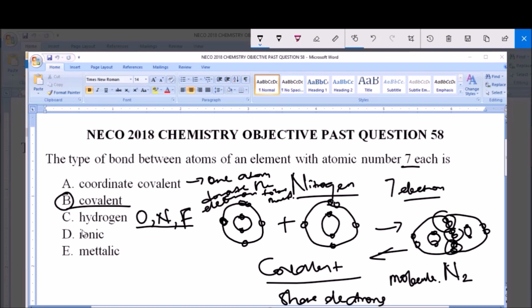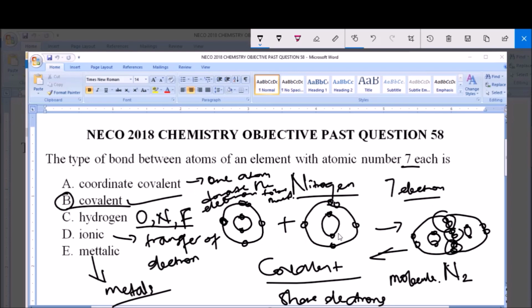Now this here says ionic bond. Ionic bond simply involves the transfer of electrons, usually from a metallic atom to a non-metallic atom. The metallic bond is a type of bond that occurs in metals, that is the atoms of metals. So the answer to this question is option B, covalent bond, because of the sharing of electrons among these two atoms. That is, both atoms donated the electrons to be shared.